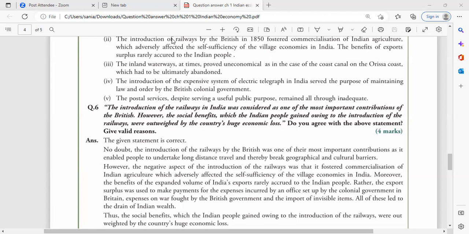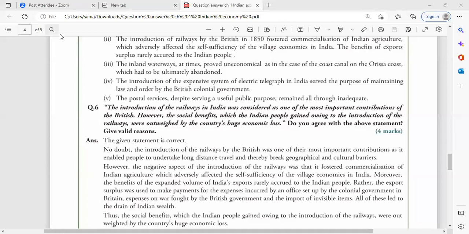Ma'am, it's black again. Hello? Yeah, Shimza, I'm just sharing my screen again. Actually, I lost network. Okay, can you hear me? Yes, I can see it.